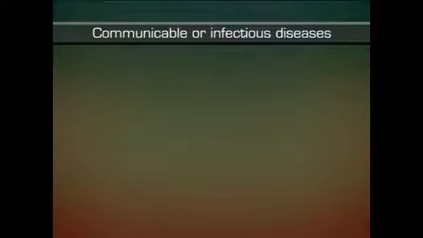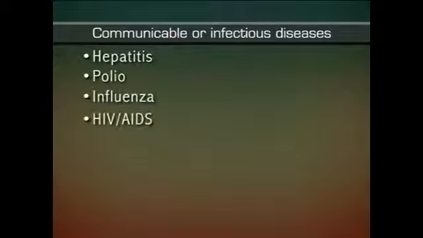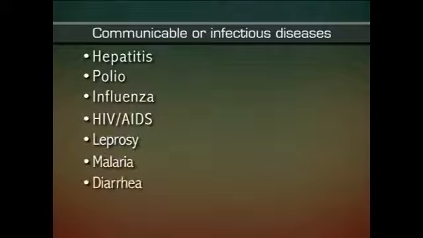Following are some examples of communicable or infectious diseases. We have hepatitis, polio, influenza, HIV and AIDS, leprosy, malaria, diarrhea, tuberculosis, etc. These diseases caused by viruses, bacteria, fungi, and parasites are capable of spreading among people through the air, blood, and other bodily fluids. In this topic, we are discussing the National Malaria Control Program, that is NMCP, Diarrheal Diseases Control Program and National TB Control Program.